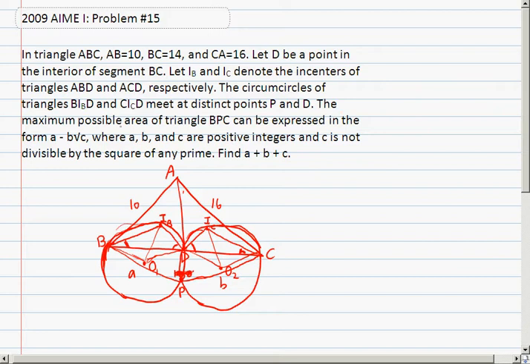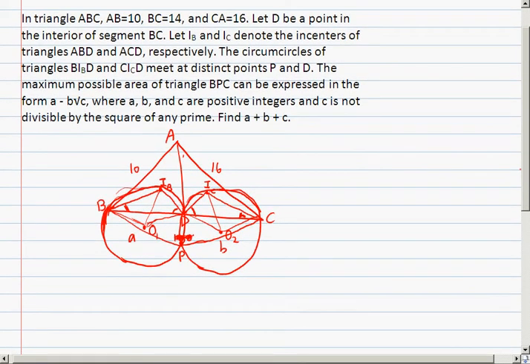The maximum possible area of triangle BPC can be expressed in the form A minus B root C, where A, B, and C are positive integers, and C is not divisible by the square of any prime. Find A plus B plus C.